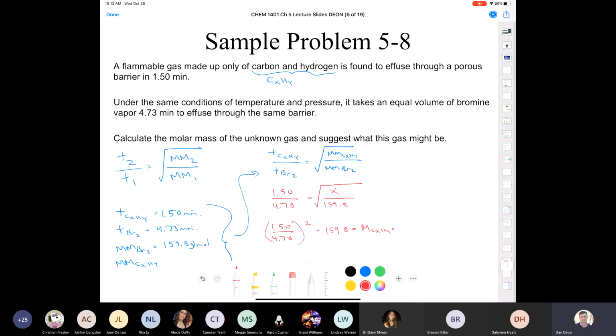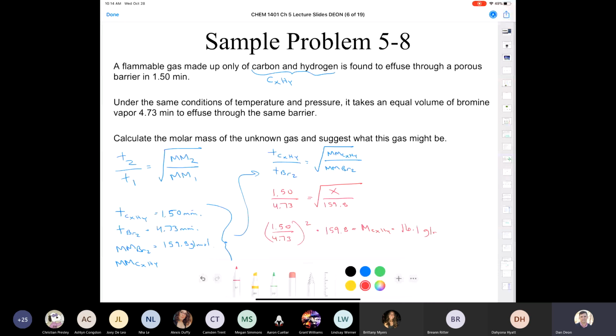Here's my calculator. Is anybody like me? I always have 3 calculators on my desk. So let's see here. 1.50 divided by 4.73. Square that. And we're going to multiply that by 159.8. And we get 16.81 grams per mole.